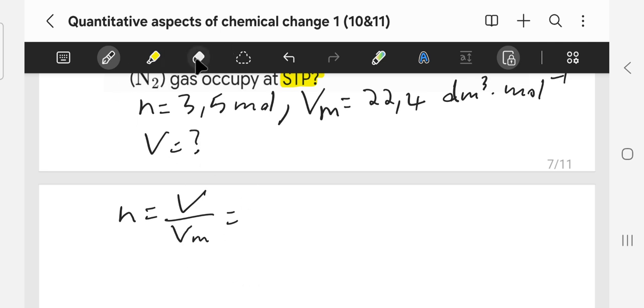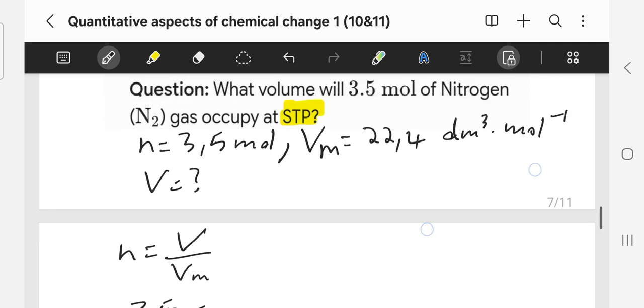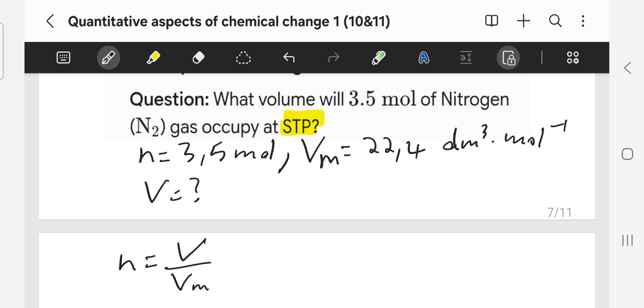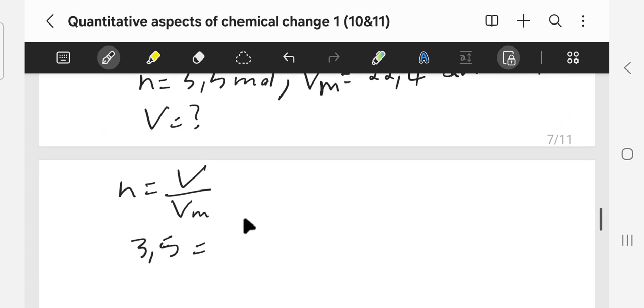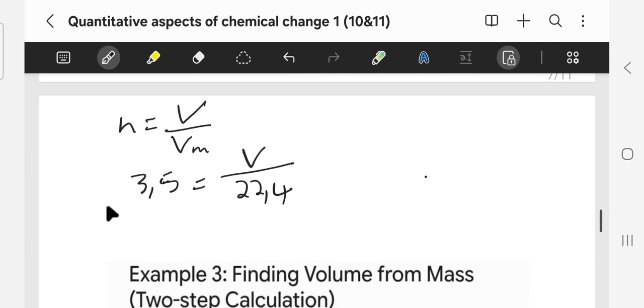Our number of moles in this case is 3.5, is equal to V, which is what we are looking for. That's what the instruction said. It said what volume? So we are looking for V. Then we divide by our molar volume. Remember, Vm is a constant, which is 22.4. Then we can just do our calculations here. We'll cross multiply. V multiplied by 1 is going to give us V. Then we'll say 3.5 multiplied by 22.4. Let's see what answer we get.